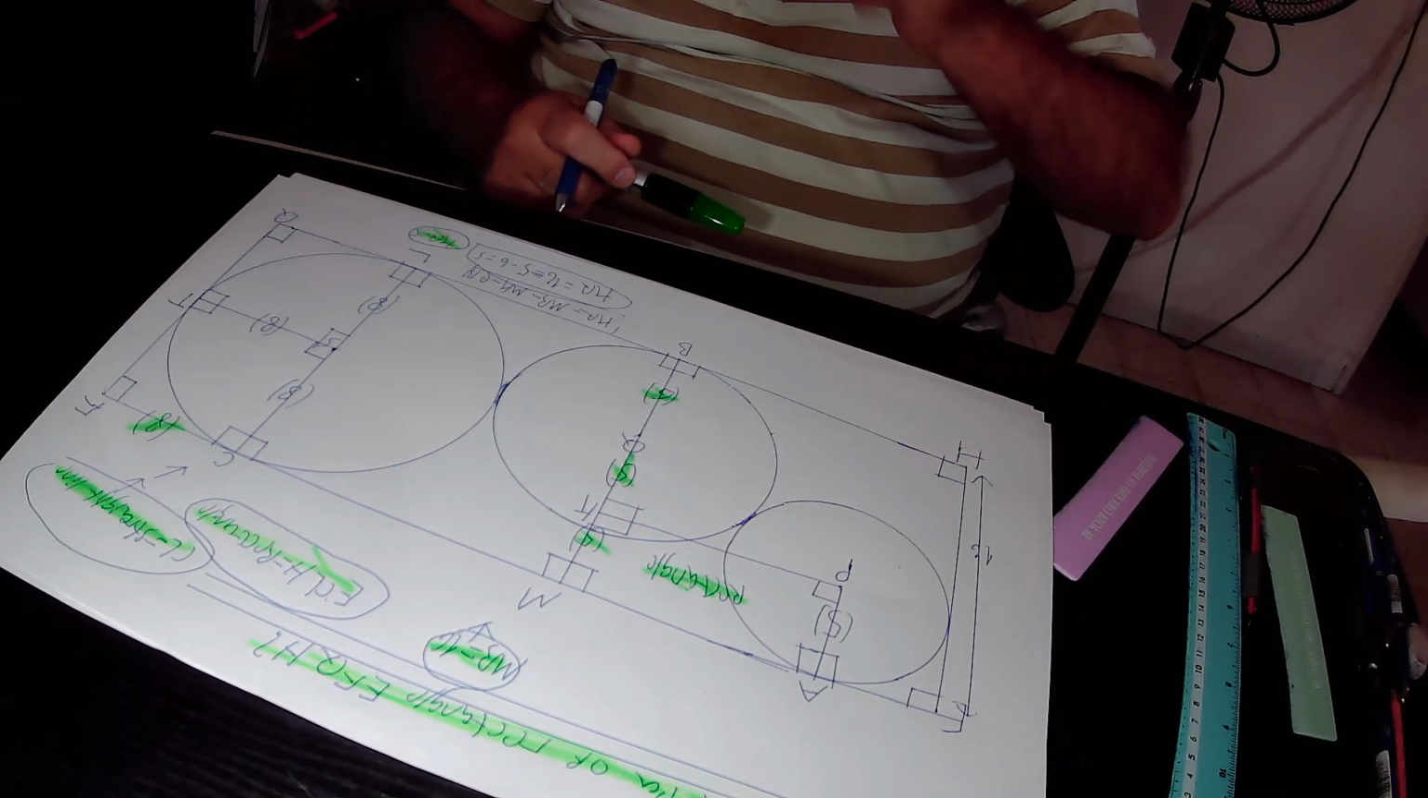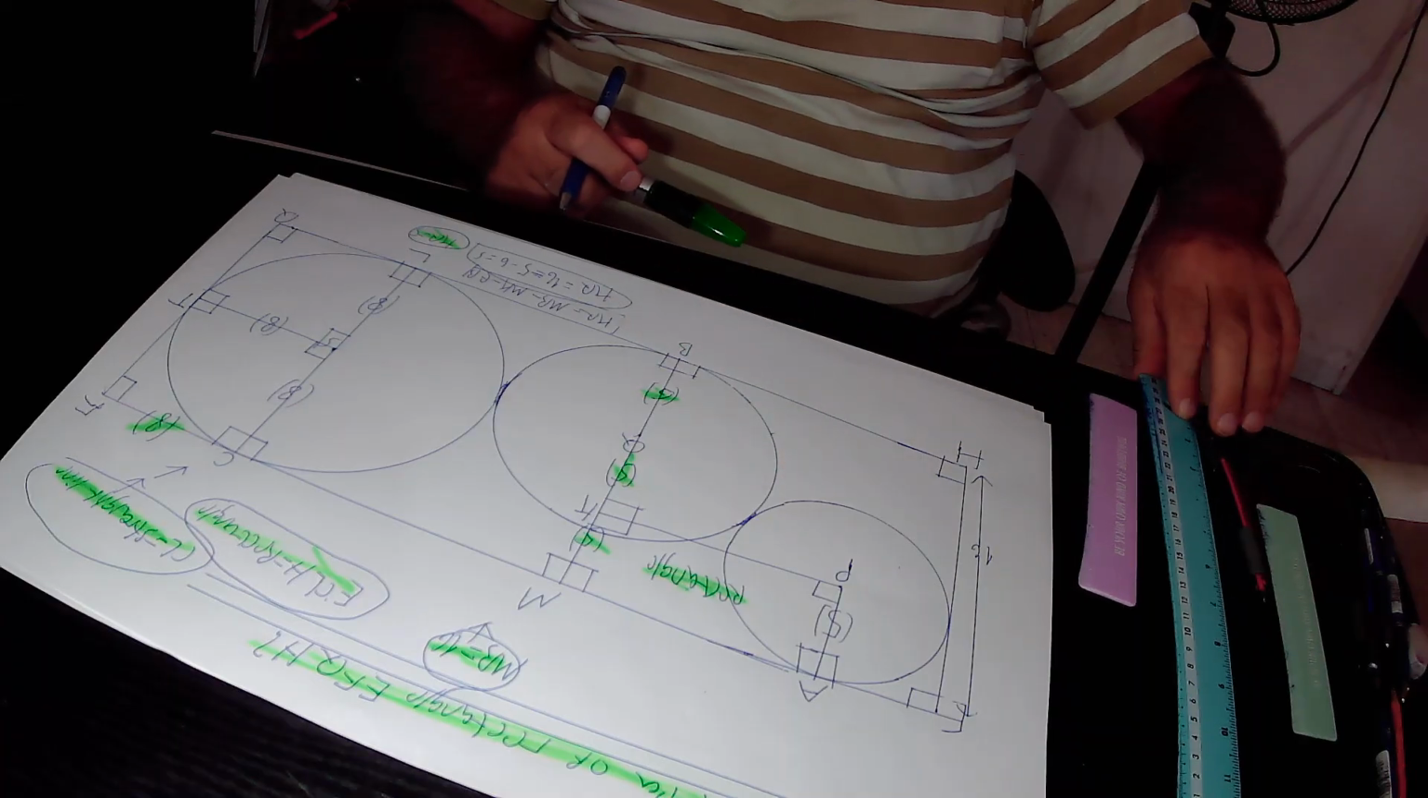In the next step, we will join points P and Q together by a straight line.